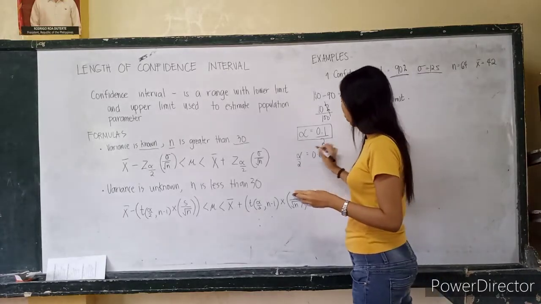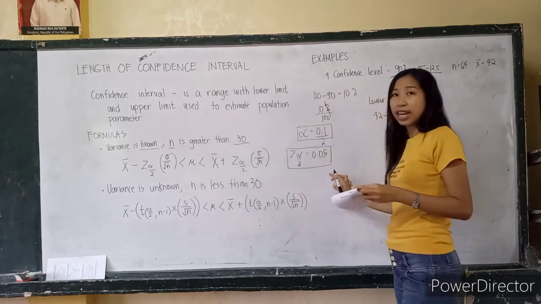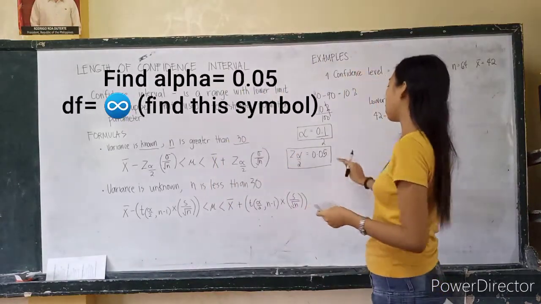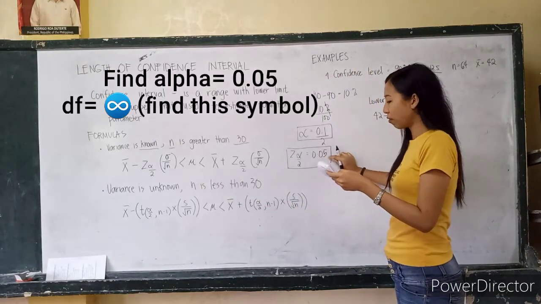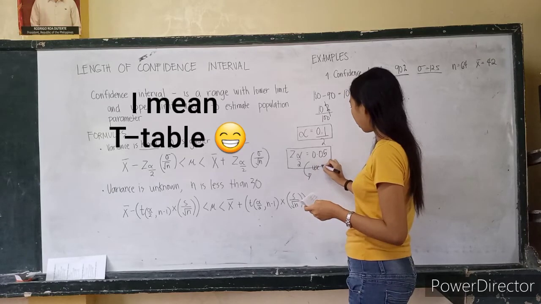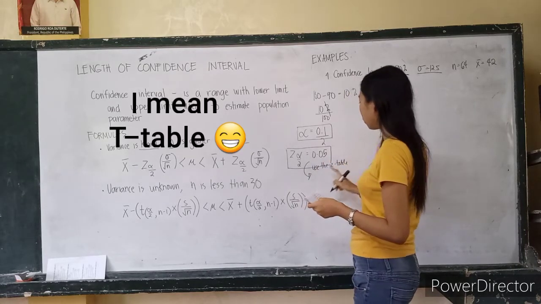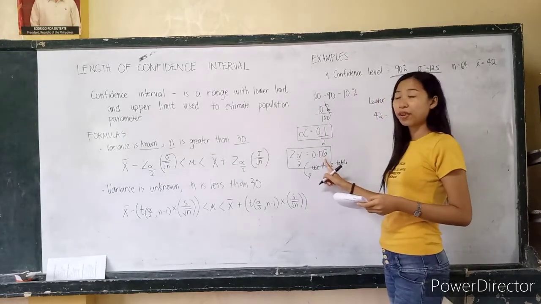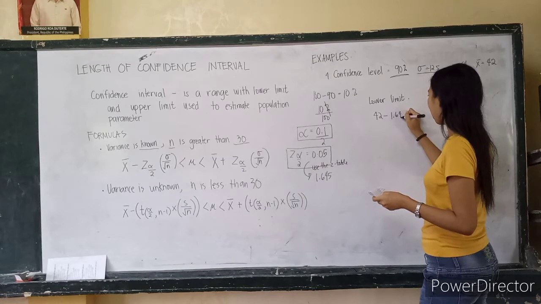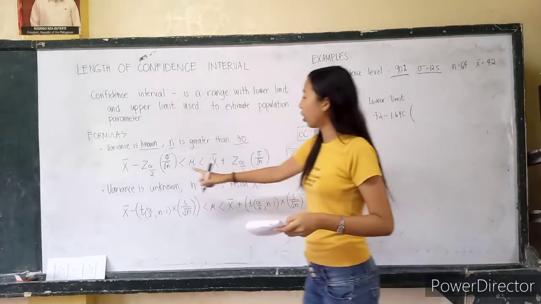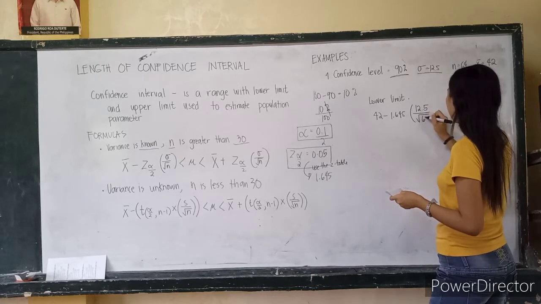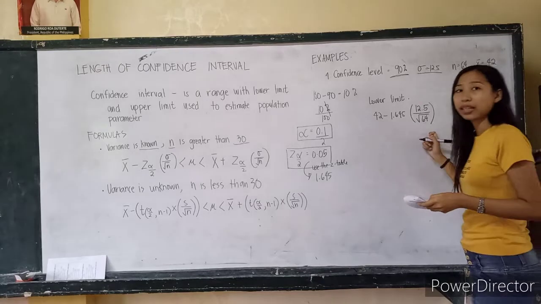Okay? So, for this alpha over 2, what we will do is use your z table. Use the z table, and find the value for 0.05. Okay? The answer there is 1.645. See? 1.645. Then, multiply by your standard deviation, which is 12.5, divided by the square root of n, which is 64. Okay? Lower limit first.